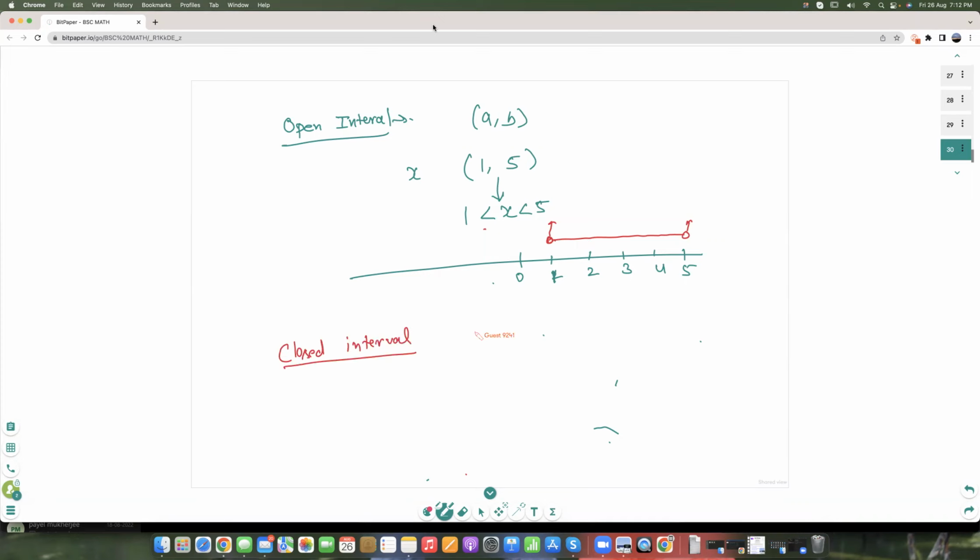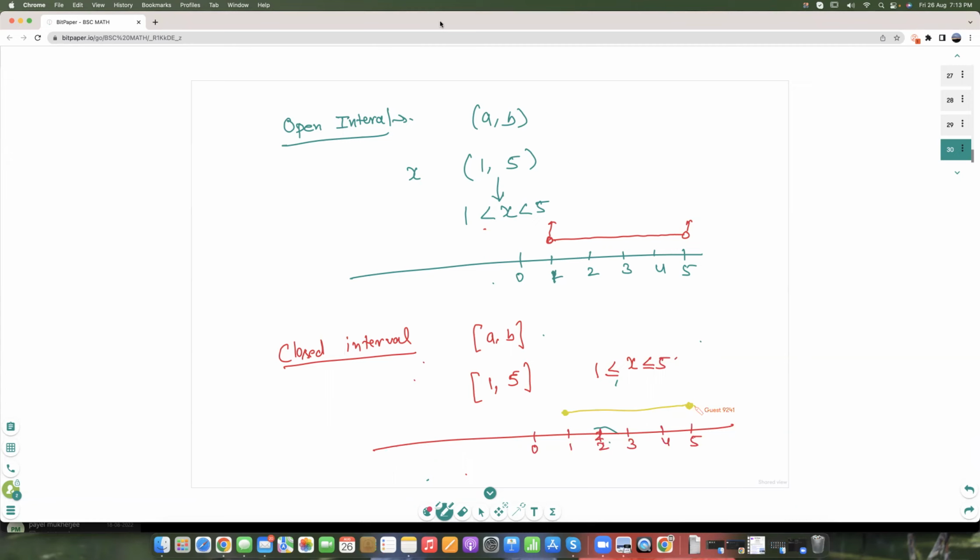So closed interval: suppose I give you A, B, or we have 1 and 5, closed on both sides. That means x is greater than or equal to 1 and less than or equal to 5. On a number line, if I mark 0, 1, 2, 3, 4, 5, it is between 1 to 5, but on both sides we are including 1 and 5 as well. So it is dark on both sides. Right, guys? Is there any doubt?